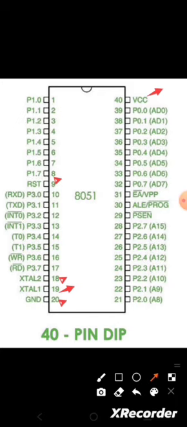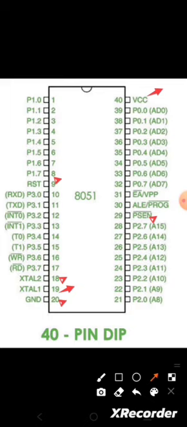And next we go for the 29th pin, which is PSEN, which is program store enable. So this is an active low signal, used to activate the external ROM. So basically the 8051 contains both internal memory as well as external memory. So in order to access the external ROM, we use this program store enable signal.